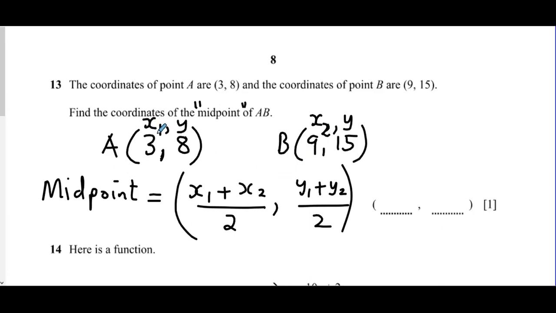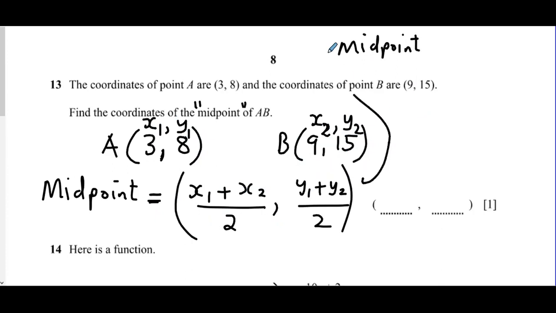Now, since this is x1, this will be labeled automatically as your y1, and this will be labeled as y2. Why? Because this is already labeled as x2, so automatically that will be y2. Now, how do we put this into the formula? So you're gonna write here, for example, midpoint.